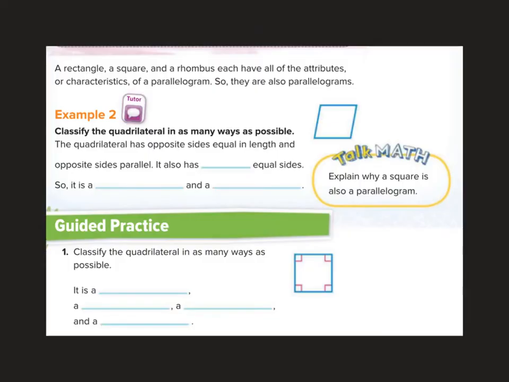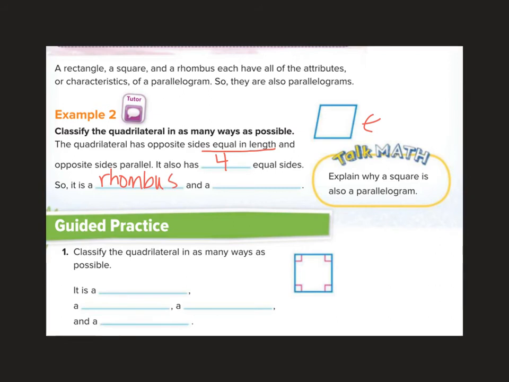So here we go. A rectangle, square, and a rhombus each have all of the attributes or characteristics of a parallelogram. Right? If we think back to our shape, they all had to be parallelograms in order to be a rectangle, square, or a rhombus. Classify the quadrilateral in as many ways as possible. So this one here, okay. The quadrilateral has opposite sides equal in length, and opposite sides are parallel, so it has 4 equal sides, right? 4 of the sides are equal. So it is a rhombus.